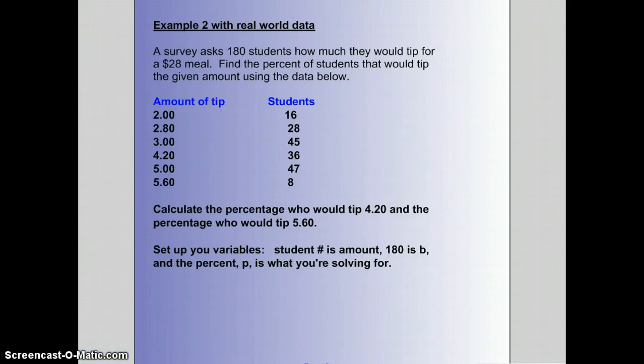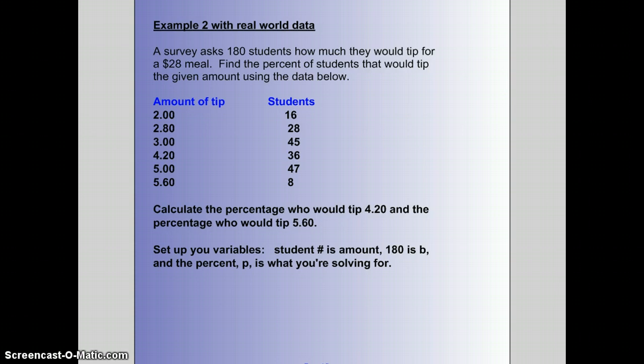In this second example, we're going to take a survey of 180 students and ask how much they would tip for a $28 meal. You want to find the percent of students that would tip the given amount using the data below. So here are the results. You see the amounts of tips down the left from $2 to $5.60 and the number of students who said they would tip that amount. The question is, calculate the percentage who would tip $4.20 and the percentage who would tip $5.60.